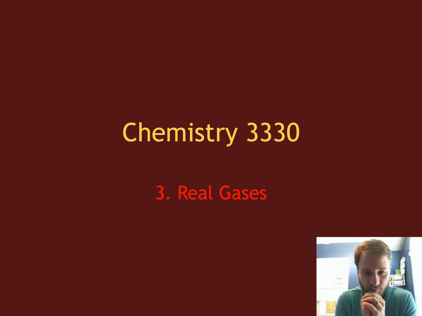All right. So in this video, we're going to start talking about real gases and how they deviate from ideal gases. We're just going to talk about what a real gas is and how it deviates from an ideal gas. And later, we'll talk about the equations of state that one uses to describe real gases, similar to how the ideal gas law is the equation of state for an ideal gas. What are those similar types of equations for a real gas?